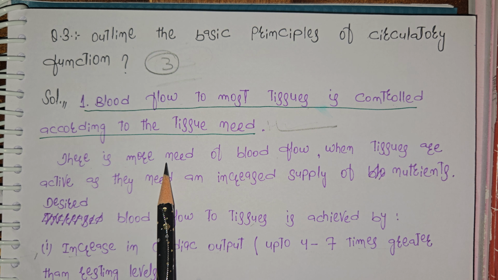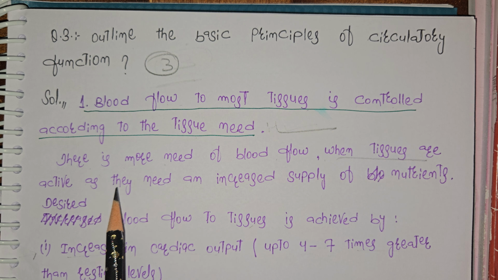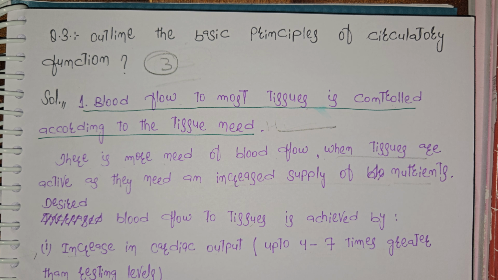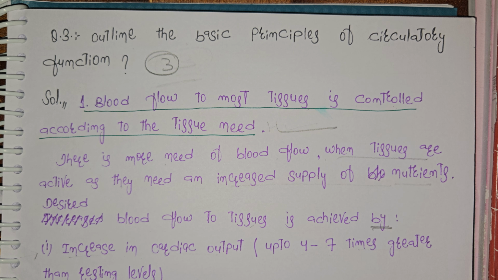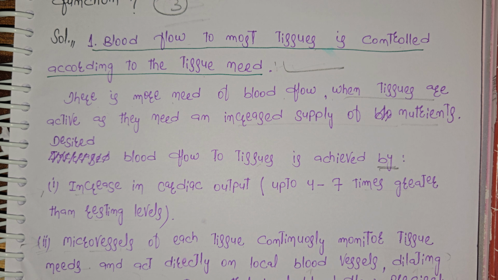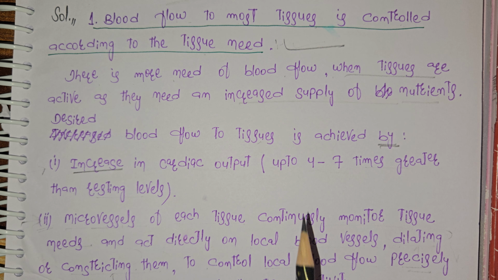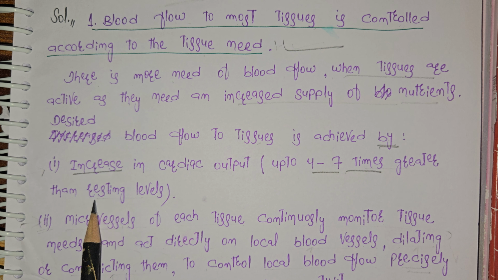There is more need of blood flow when tissues are active, as they need an increased supply of nutrients. When the tissues are more active, they need an increased blood flow because they have an increased need of nutrients. Now this desired blood flow to the tissues is achieved by three mechanisms. First, we can increase the cardiac output up to 4 to 7 times greater than the resting levels.